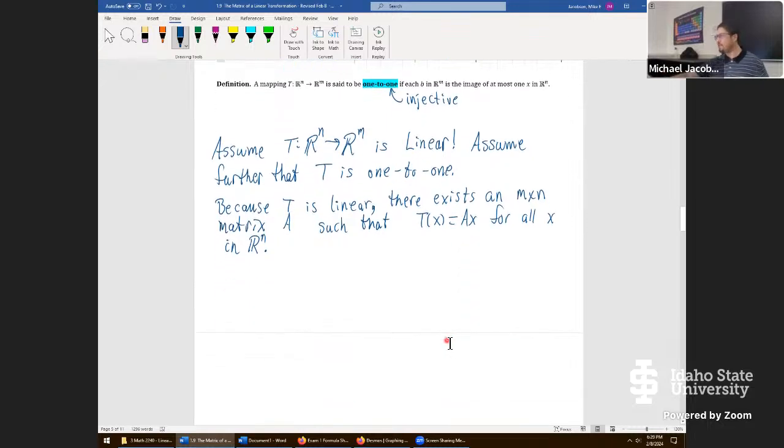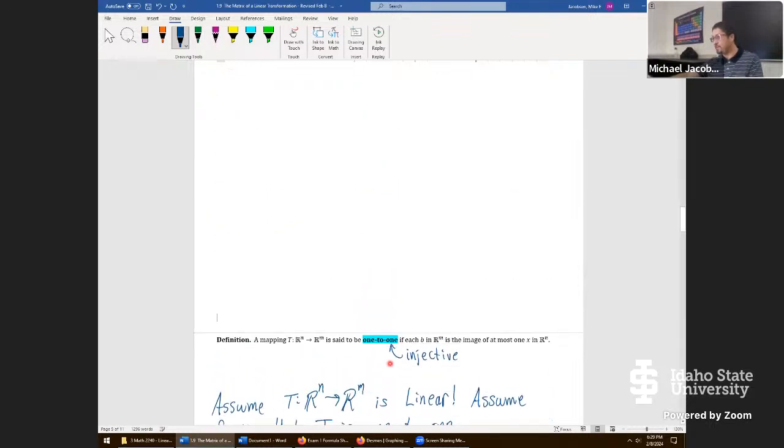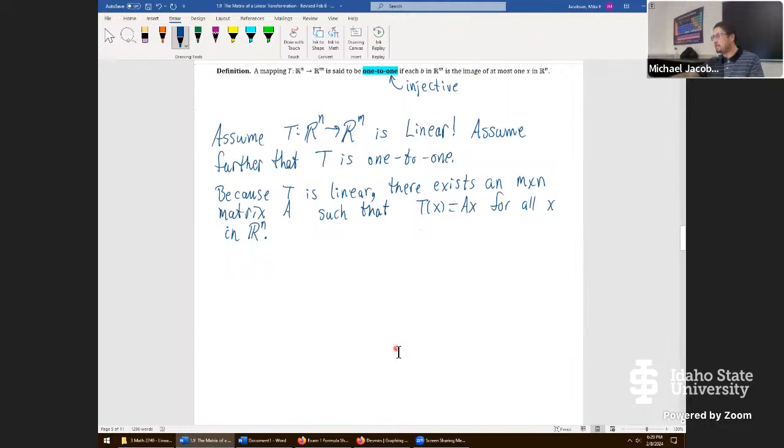So now let's see what we're getting into. It says if each B in Rm is the image of at most one X, there is one B that is extra special, the zero vector. Let's use the zero vector in our next step here. And maybe let's ensure we can fit this all on one page. There we go. So let's say here, T of X mapping to the zero vector is the image of at most one X.